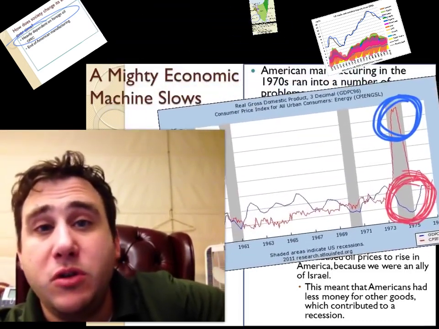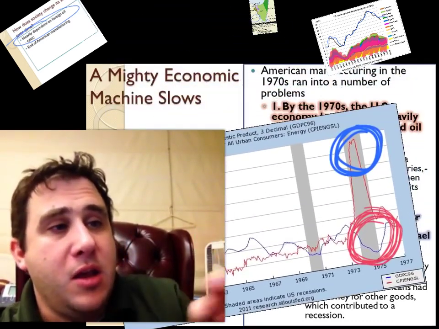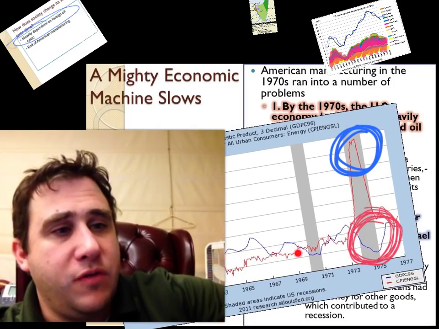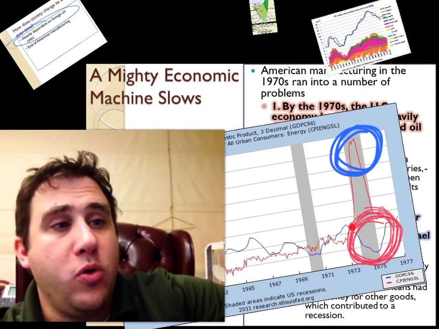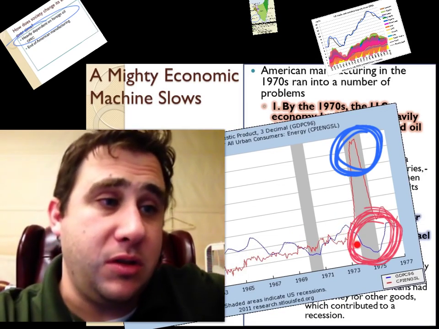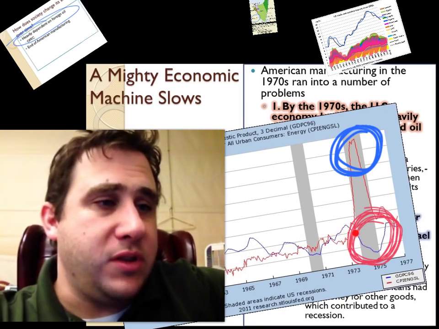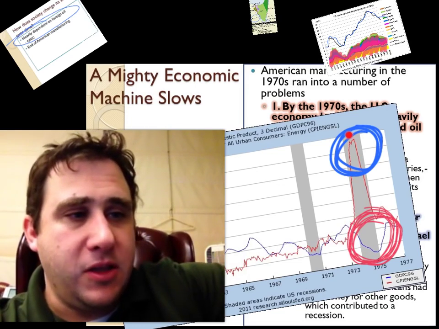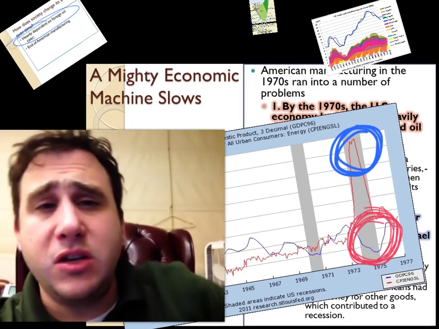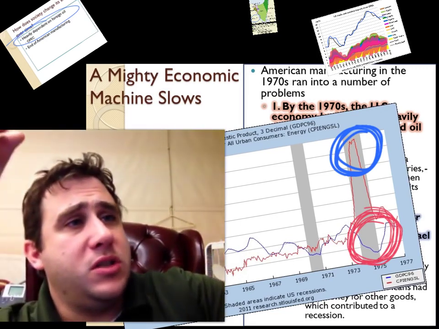On the chart to my right, the red line is the cost of energy, the cost of oil production. You can see we hit this spot in 1973. It's relatively high, but then all of a sudden in '73, whoosh, it spikes way up. 1974, 1975, a tremendous increase in the cost of oil. And you can see that embargo.